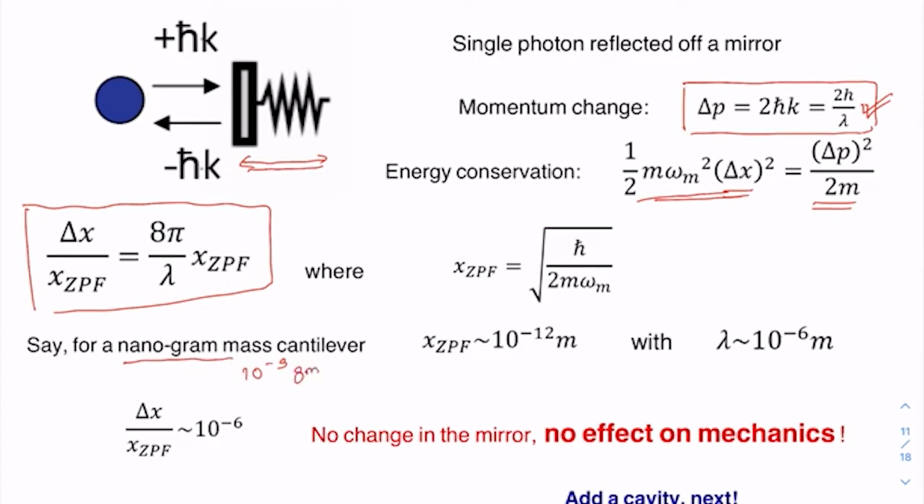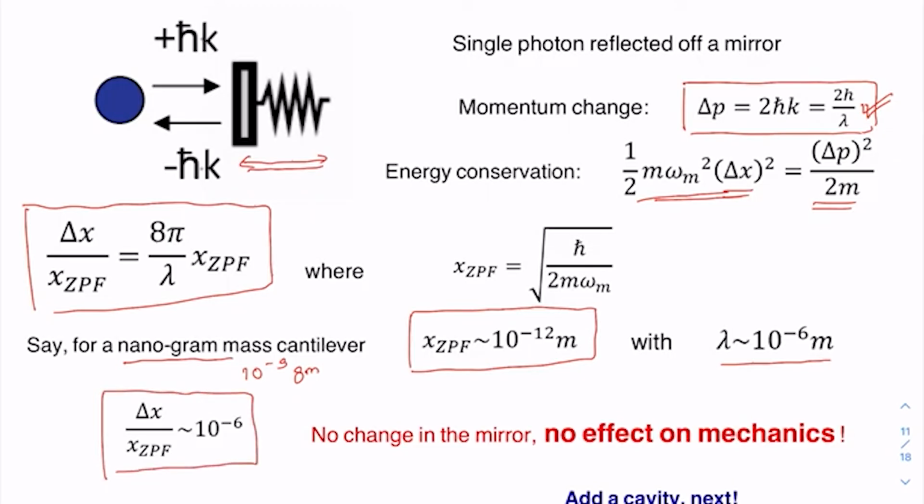9 gram, or we can consider it as a cantilever also, this cantilever has 10 to the power minus 9 gram as its mass, and the wavelength of the radiation is say 1 micrometer, that is 10 to the power minus 6 meter. Then the displacement due to the zero-point fluctuation would be on the order of 10 to the power minus 12, and if we put all these things, then you see the ratio would turn out to be only 10 to the power minus 6, which is actually not detectable.